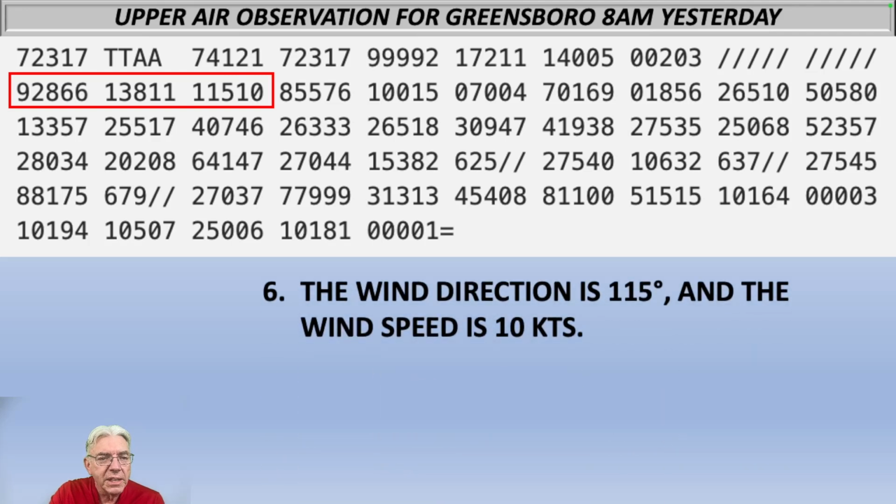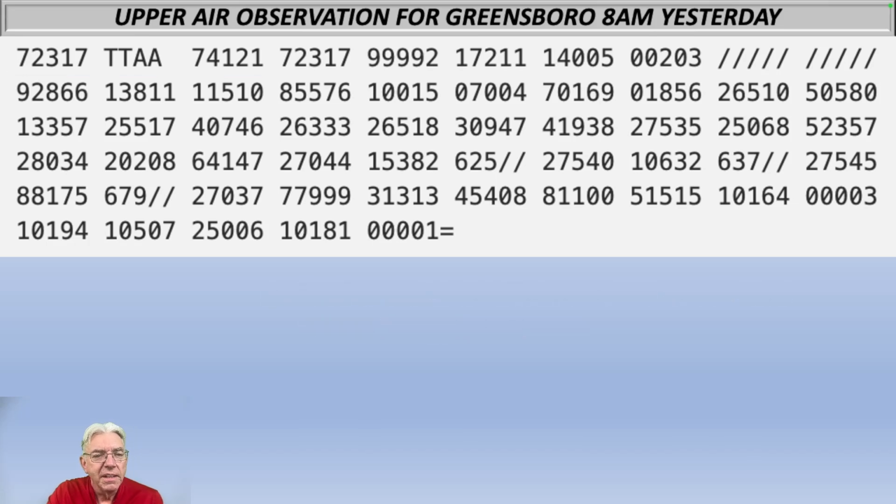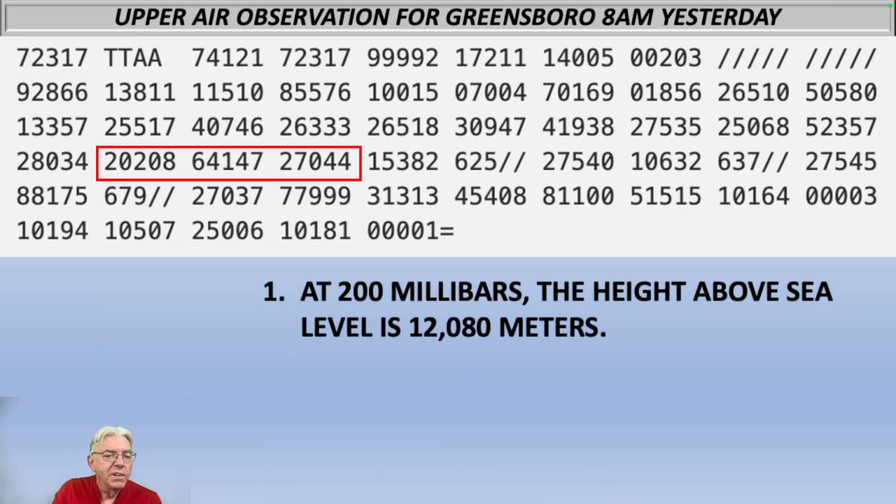And then the wind direction is 115 degrees, and the wind speed is 10 knots, okay? Now, let's jump to the 200 millibar surface, which is way, way up there, okay? So the height above sea level, and when you get into these higher levels, you have to add digits on the front side and the back side, and it's different for every level. But just take my word for it.